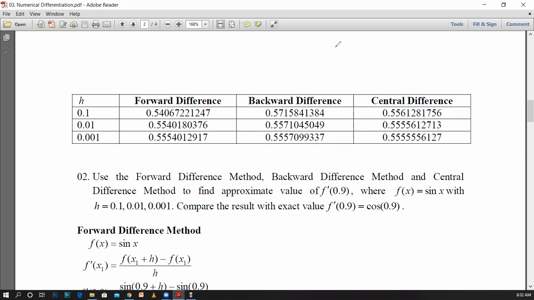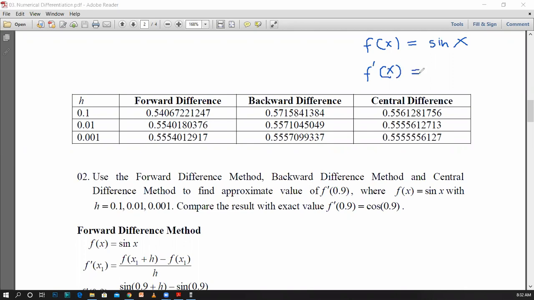Now think you have the function f(x). If this is the function f(x), it is given as sine x. And now what you have to do is, first of all, take the derivative of this function f with respect to x.